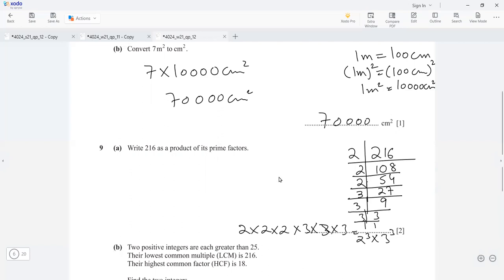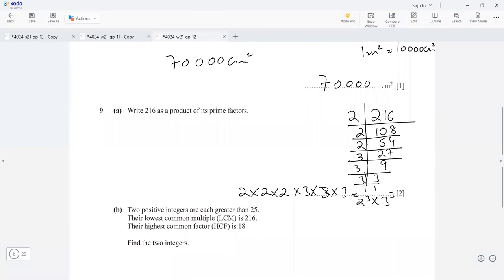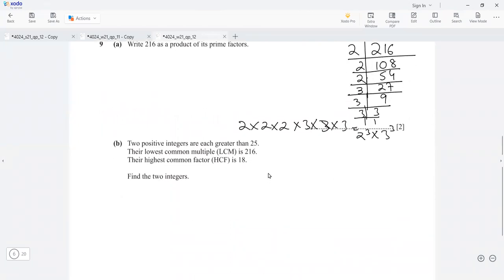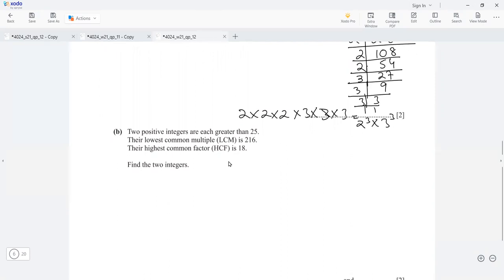So moving towards the next question. The next question is a bit of a tricky type of question. Most of the questions are not like this, but I want you to understand it, so put your attention towards it. Two positive integers are each greater than 25.